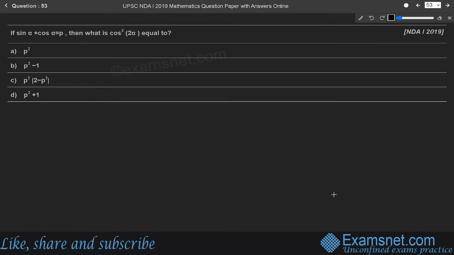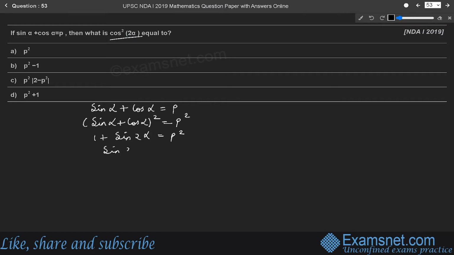Next question is: if sin α + cos α is equal to p, then what is cos² 2α equal to? We have to find the value of cos² 2α. sin α + cos α is equal to p. It is given in the question. Squaring on both the sides, it will be (sin α + cos α)² is equal to p². It can be written as 1 + sin 2α is equal to p².